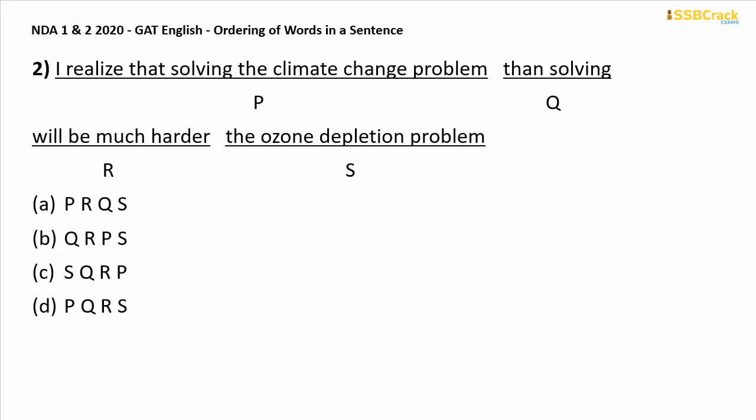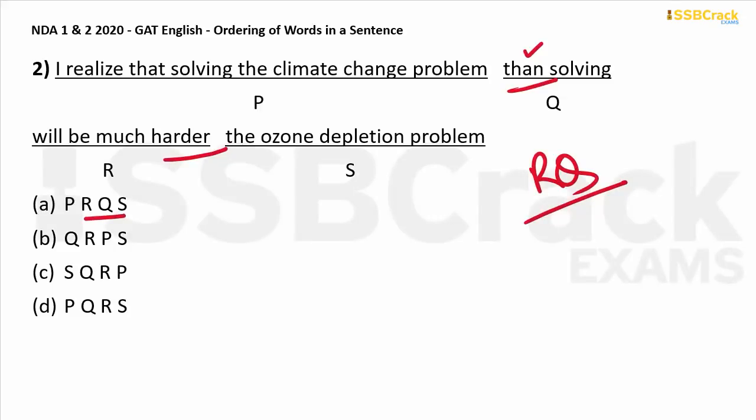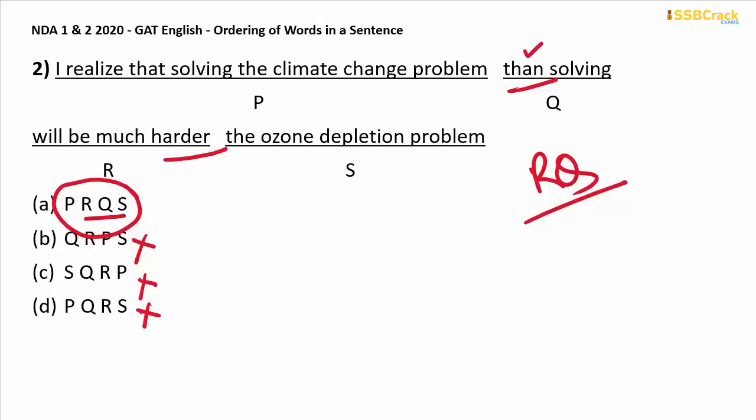I realized that solving the climate change problem than solving will be much harder the ozone depletion problem. The connecting link is harder than. So than is one word which is always used in comparative degree. Okay, so harder is a comparative degree of adjective, right? So will be much harder than solving will always come one after the other. So Q will follow R. So let's find out the combination RQ in the options. So here you are in option A, RQ is there, but not in option B, not there in option C, not there in option D. So again, option A, we are having the only combination with RQ.